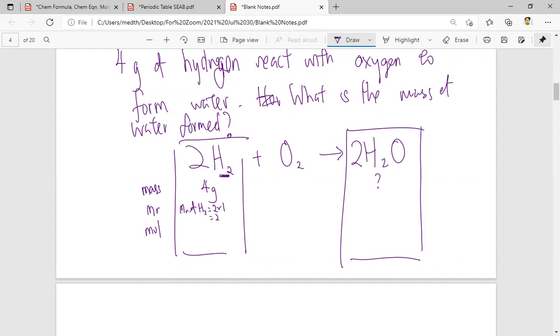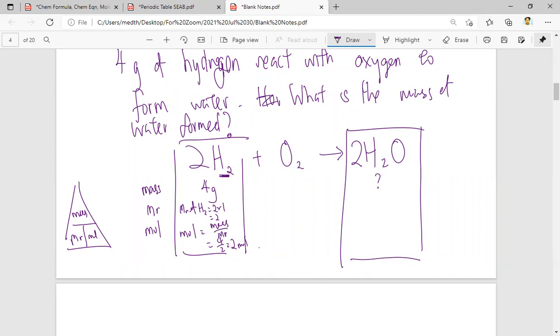So I know the mass of hydrogen is 4 grams. I know the MR of H2 is 2. So how to find mole? So with the triangle, mass, MR, mole. To find mole, I will take mass over MR. I'll get 4 over 2. So the mole is 2 mole.